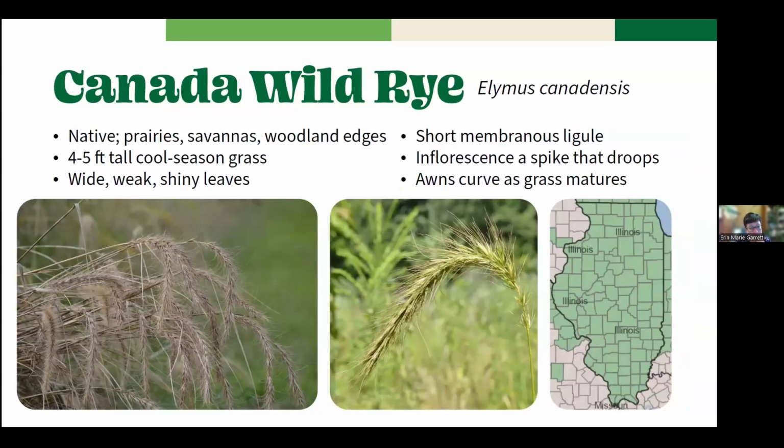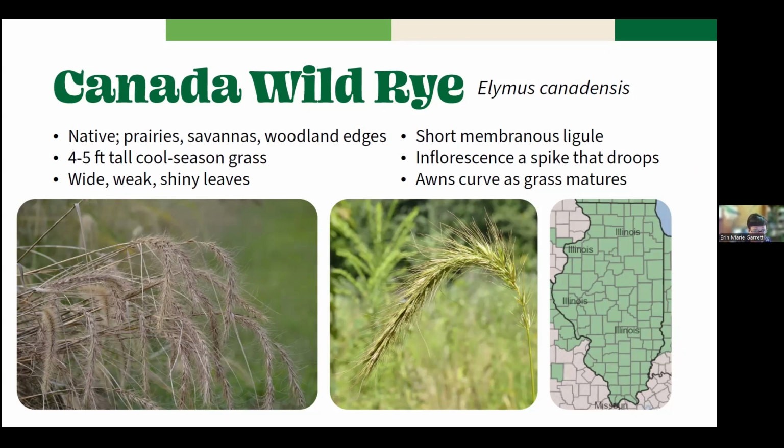Okay, we're going to look at Canada wild rye now, Elymus canadensis. If you joined us yesterday, we looked at three other rye grasses. We looked at bottlebrush grass, Virginia wild rye, and silky wild rye. So now we're going to look at our fourth one, Canada wild rye, which you can also find on woodland edges, but this one I typically find more in full sun areas.